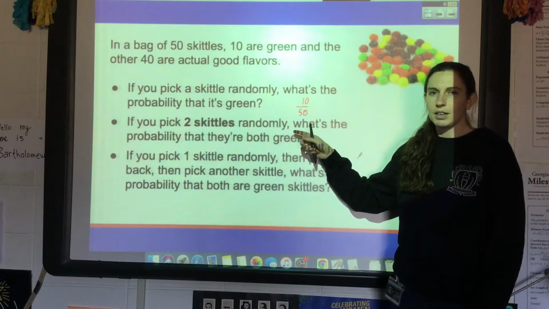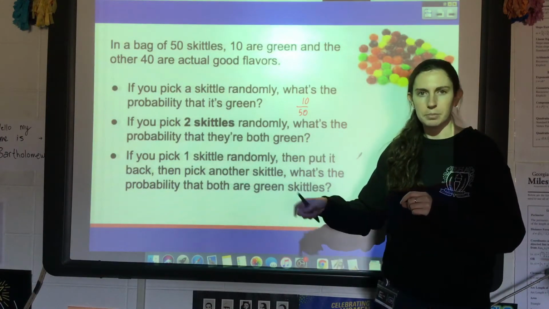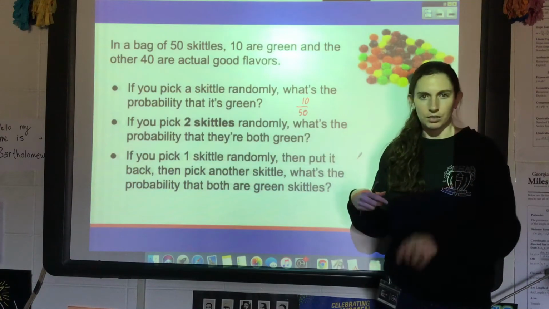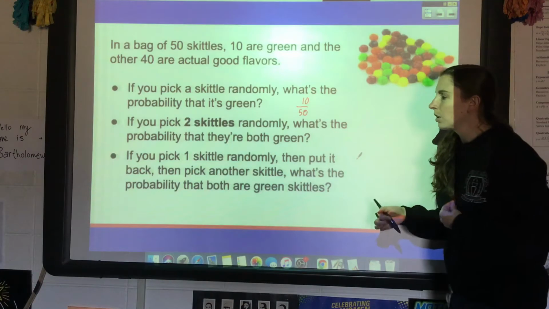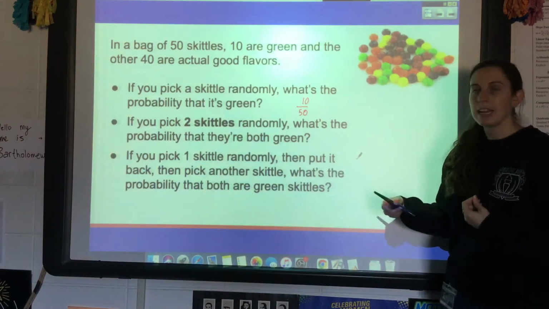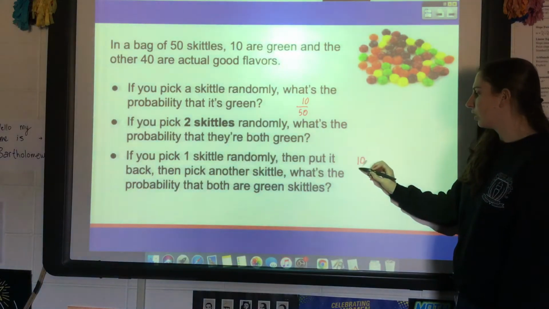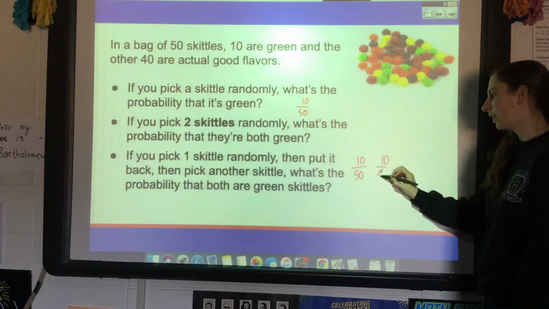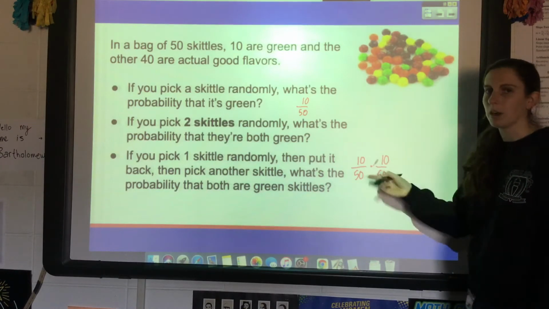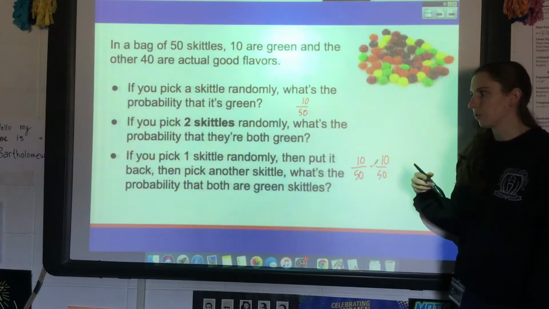These are dependent events because the second pick actually depends on, that's why it's called dependent, it depends on your first pick because you took one out and that affects the numbers. So let's talk about this. For this one with independent events, you just multiply the probabilities together. So the first pick being a green would be 10 out of 50. The second pick being a green would be 10 out of 50. And you just multiply those two probabilities, and that's how you calculate with the multiplication rule.